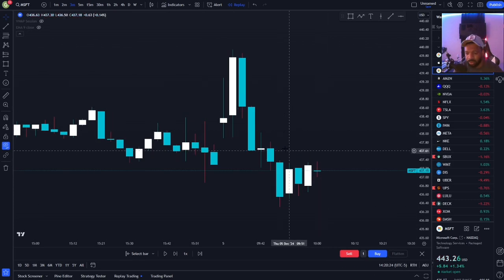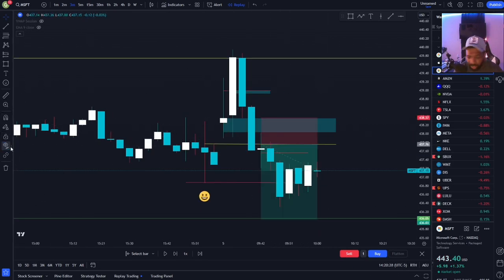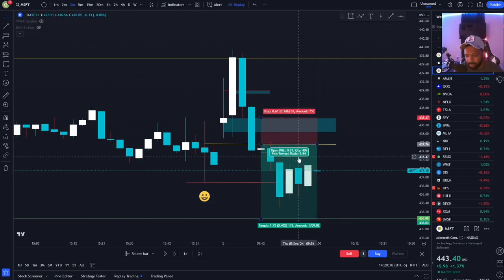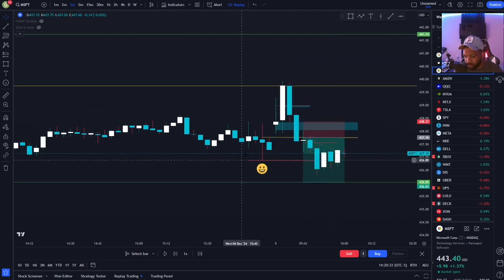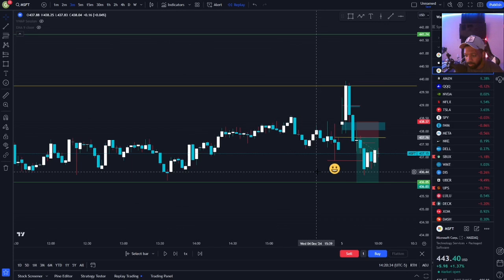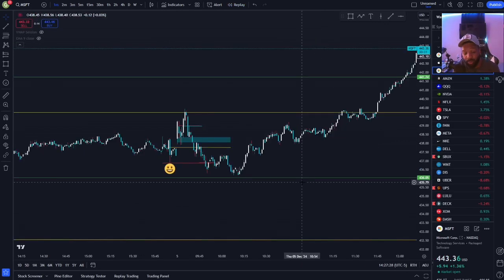Okay? So, very simple, right? And I'm playing off of that, and taking my profits once we break these lows. So, very simple trade. Hope that helped in some way, shape, or form.